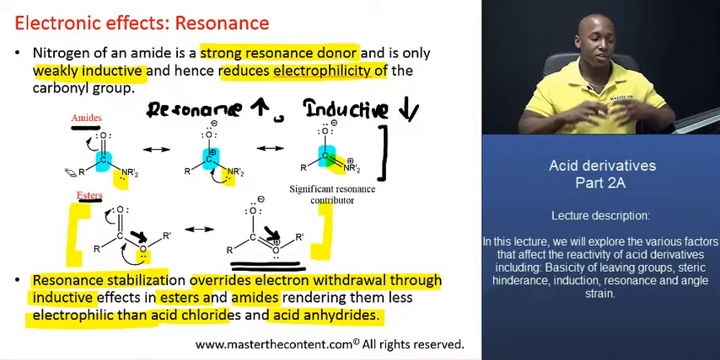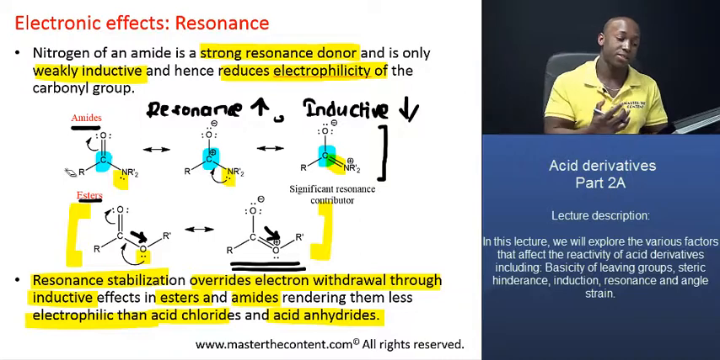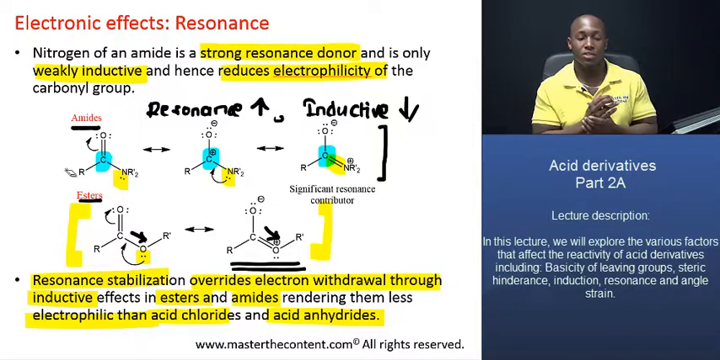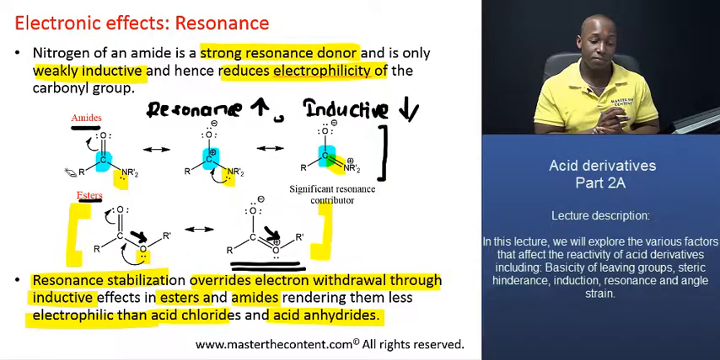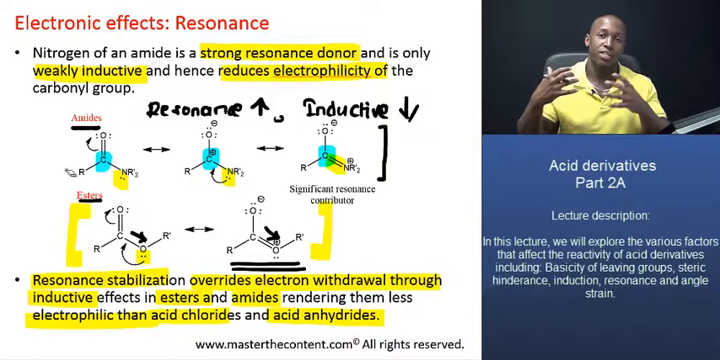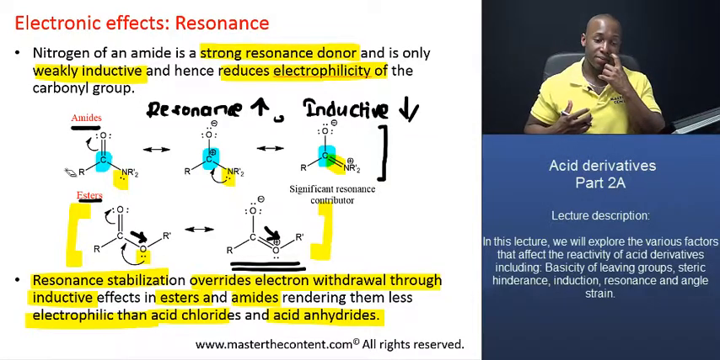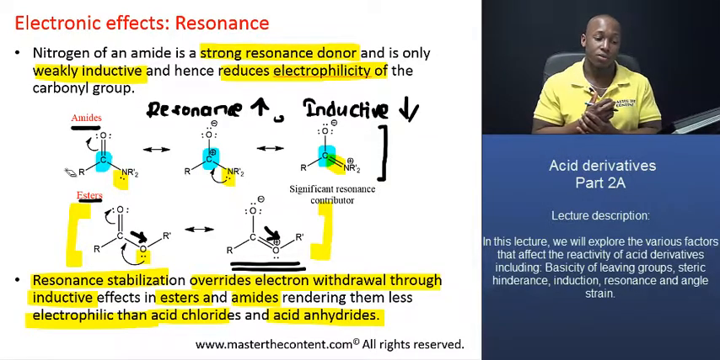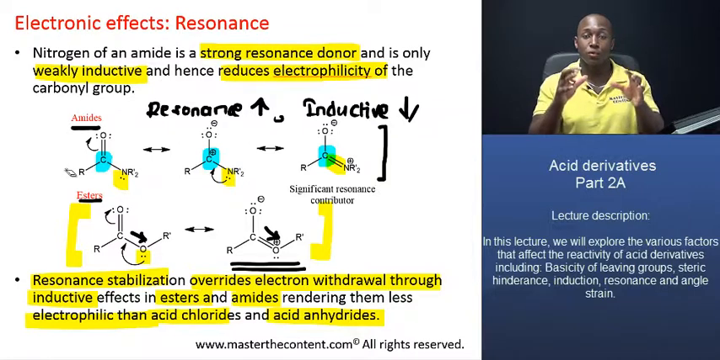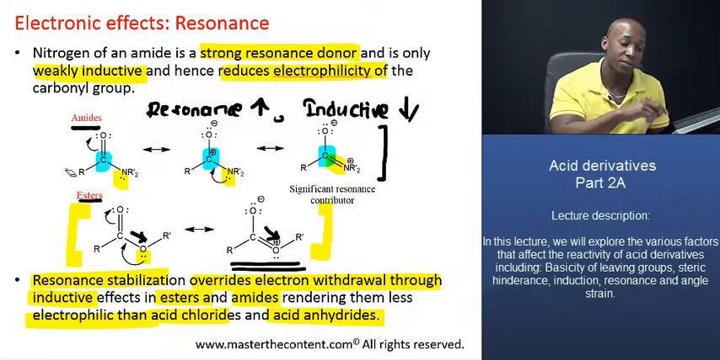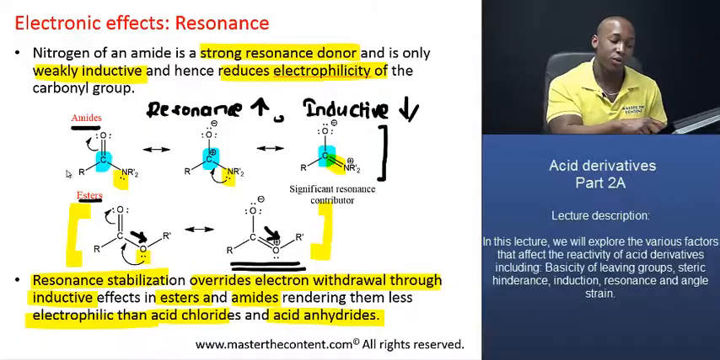I know it's a lot to take in. Just sit there and internalize these concepts, and the take-home message in this case is that resonance will decrease reactivity by electron delocalization, and induction will actually increase reactivity by inductive electron withdrawal, right? So the degree to which those two forces are operating in each of these derivatives is what determines their overall rate of reaction.